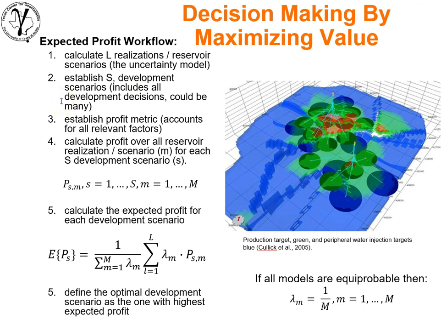We're going to make the decision that maximizes the expected value. Pretty straightforward. We're going to calculate a bunch of different models. So we'll have M realizations and scenarios of the subsurface. This is basically M, the number of scenarios times the number of realizations for each one of those. So it would have been our L times our S to get M.